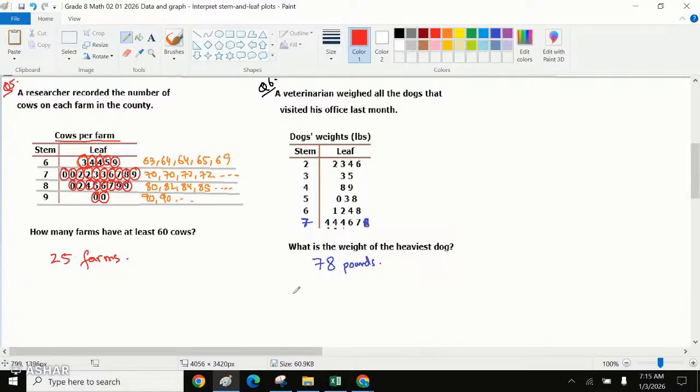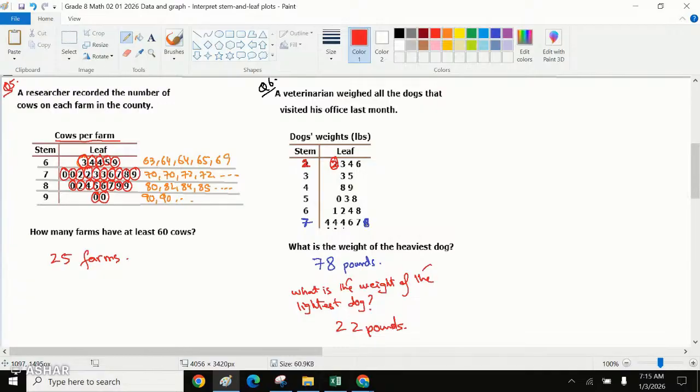Okay, let's add one more. What is the weight of the lightest dog? The lightest weight means we look at the minimum value. Stem 2, and how many options are there? 2, 3, 4. 22 is smaller than 23, right? That means 22 pounds, right? So the question can have multiple variations in it.